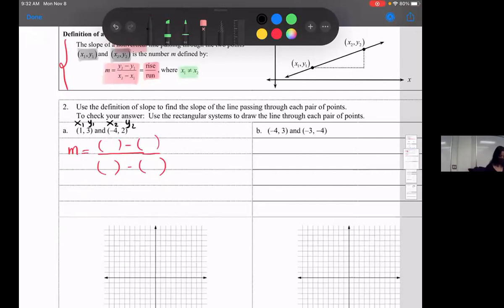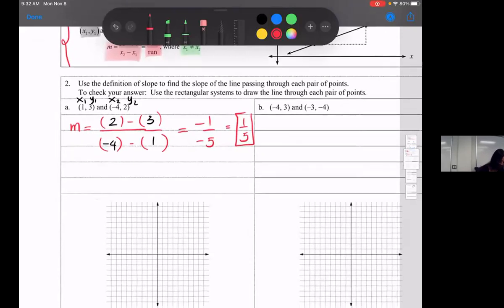So y2 minus y1. Y2 is 2, y1 is 3, x2 is -4, x1 is 1. And then you simplify. 2 minus 3 is -1. -4 minus 1 is -5. So positive 1/5.